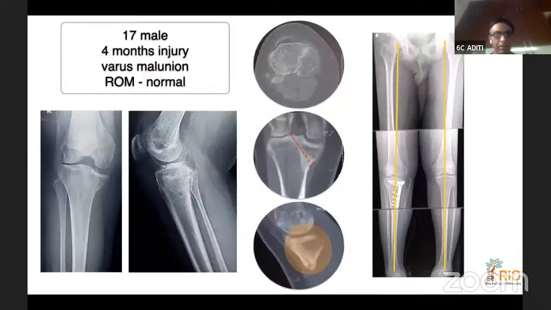This is another male, a 17-year-old, with a 4-month-old injury, a varus malunion. His ROM was again normal. In this case, if you look at the fracture configuration, it's sort of an isolated medial condyle injury. We initially thought of doing a Miyamoto-type osteotomy because, as you can see on the medial side, the joint congruence appears wide. But I wasn't very sure about the Miyamoto-type osteotomy, so I went again with the simple HTO type. And as you can see, we have got a good correction, and the joint congruence now appears pretty good as well.